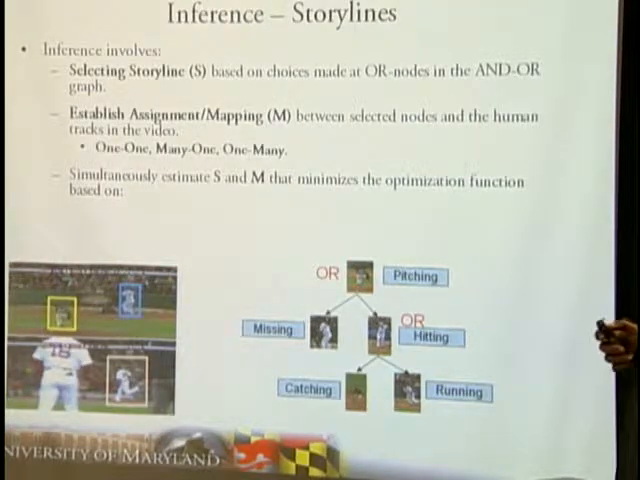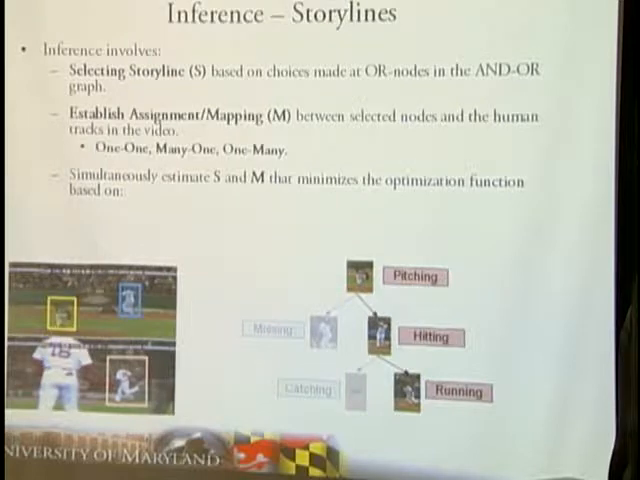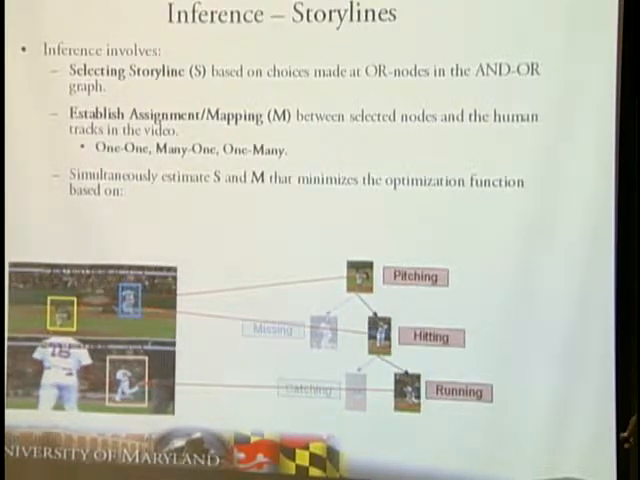Now, when a new video comes, you need to infer its storyline and you need to recognize individual actions in the video. Again, the storyline inference would involve making selections at the OR node. For example, in this case, I need to make selections at the pitching node and the hitting node, and therefore there are 3 possible storylines: pitching followed by missing, pitching followed by hitting followed by catching, and pitching followed by hitting followed by running. Not only do you need to infer the storylines, but you also need to establish the mapping between the nodes in the storyline and the tracks in the video.